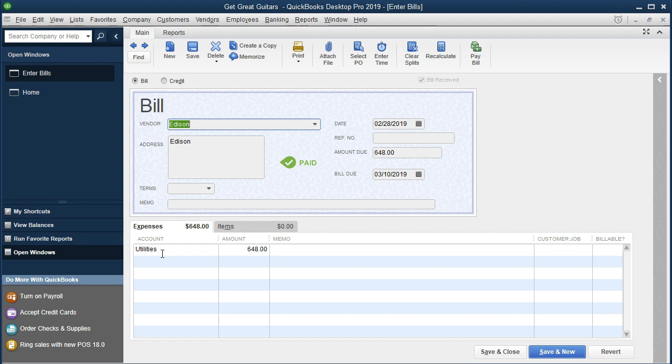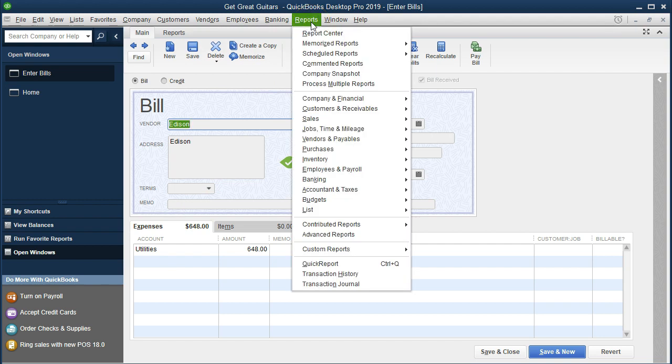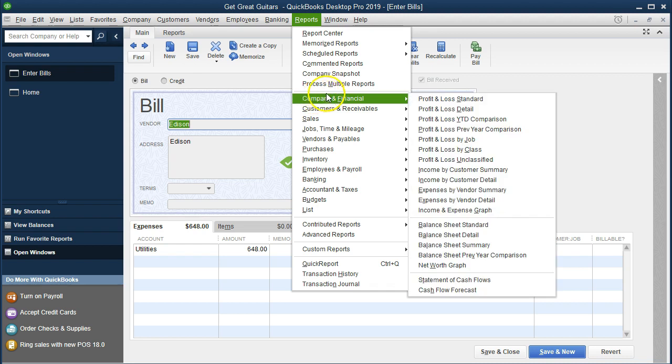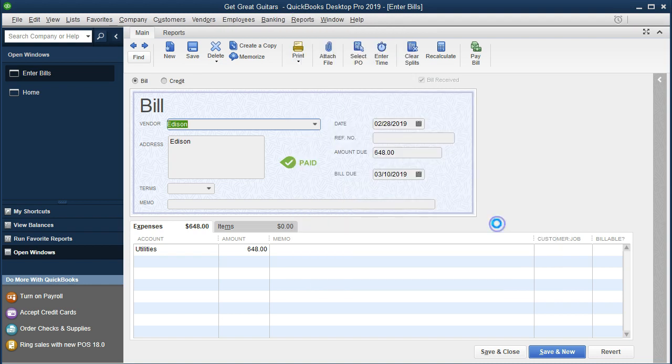To see that from the other side, what does QuickBooks do with this data, we can look at the reports, the financial statements. To do that, we'll go to the reports dropdown up top. The reports we're always going to be looking at are going to be the company and financial reports. So we're going to go to the reports dropdown, company and financial, balance sheet standard.